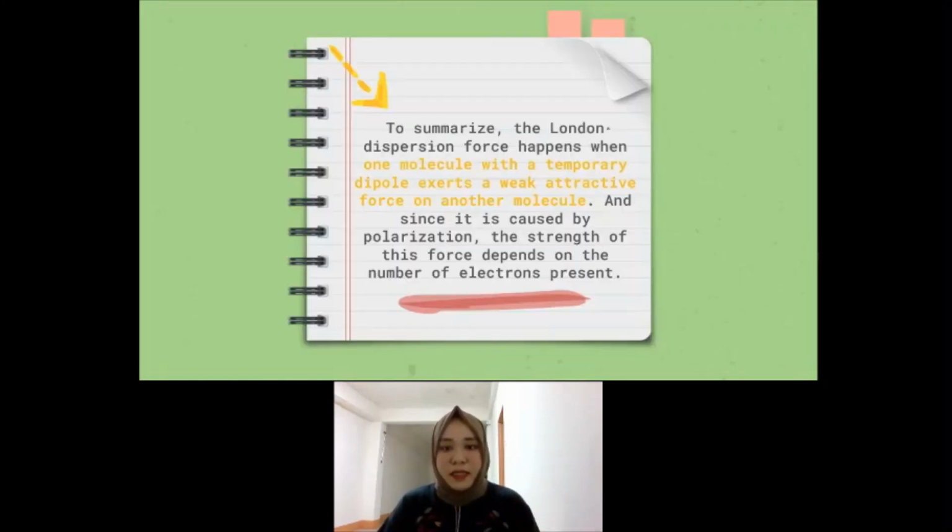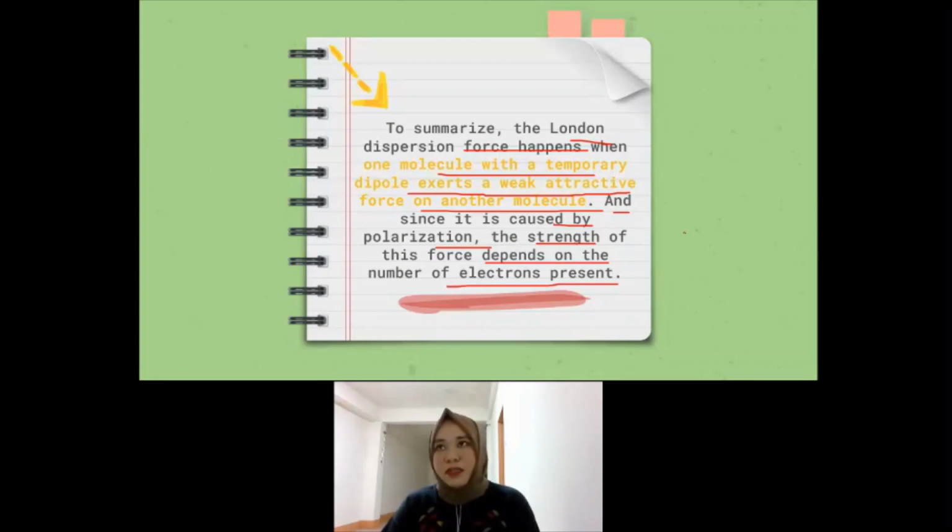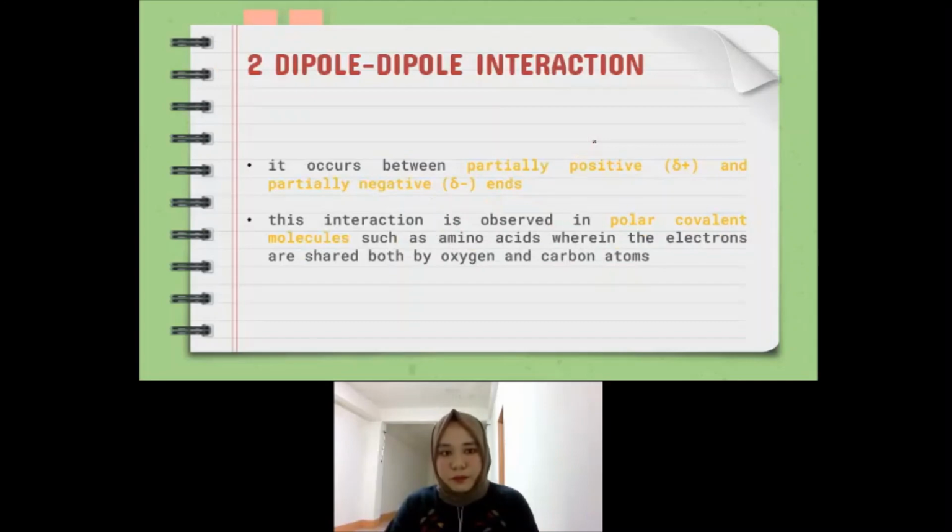So to summarize, London dispersion force happens when one molecule with a temporary dipole exerts a weak attractive force on another molecule. Remember, the LDF is the weakest among the four types of intermolecular forces of attraction. And since it is caused by polarization, the strength of the force depends on the number of electrons present. So if there are more electrons, the intermolecular forces of attraction are stronger.